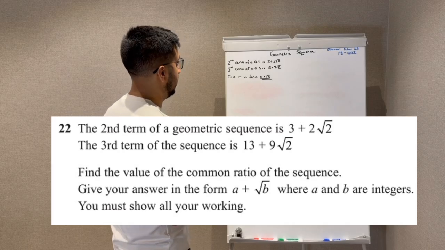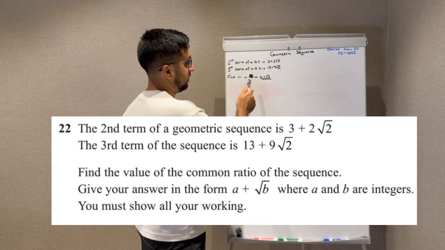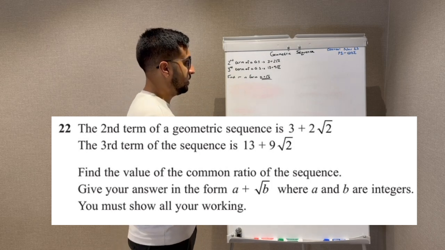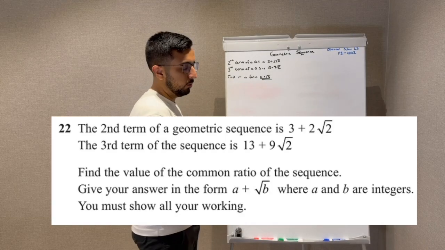So firstly, what are we looking at? We know the second term of the geometric sequence is 3 plus 2 root 2. We know the third term of the geometric sequence is 13 plus 9 root 2. And we want to find r in the form of whatever.